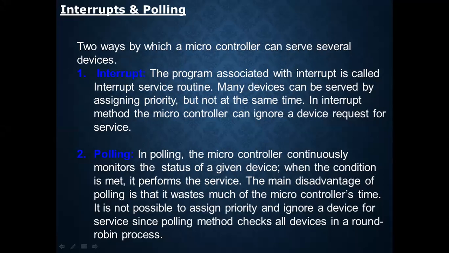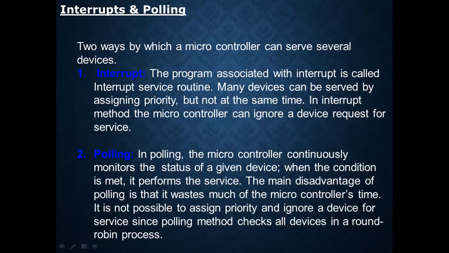There are two ways by which a microcontroller can serve several devices. They are interrupts and polling. If we go by the definition, the program associated with an interrupt is called the interrupt service routine. Many devices can be served by assigning priority, not at the same time. In the interrupt method, the microcontroller can ignore a device or request for service.